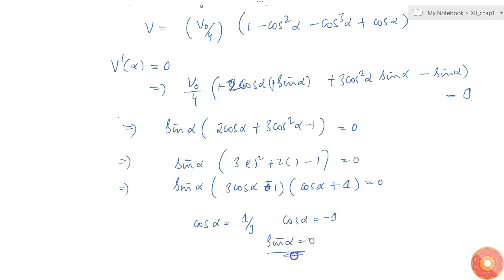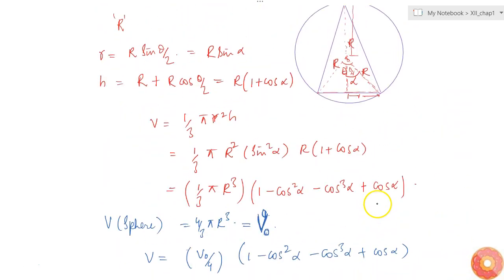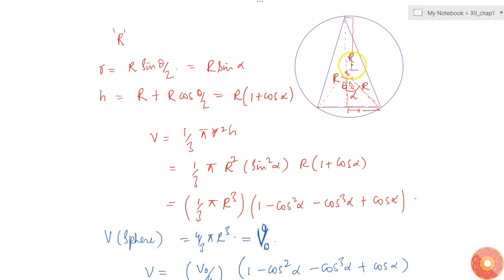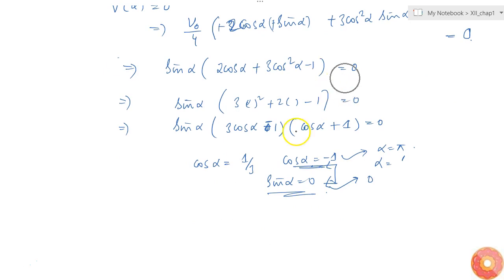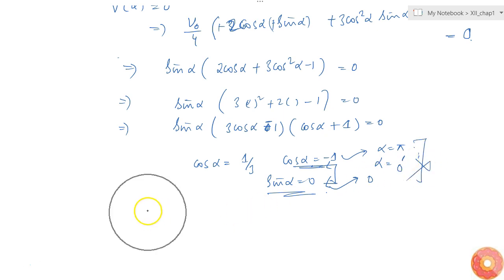Sin alpha equal to 0 means, okay, these both are similar cases, which implies that alpha equal to 0 and here alpha equal to pi. We know that alpha, which is equal to theta by 2, can't be pi, it can't be as big as pi. So we get alpha equal to 0 and alpha equal to pi, both cases get cancelled. So the only thing we are left with is 1 by 3.